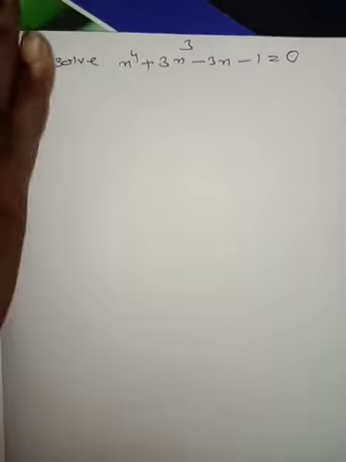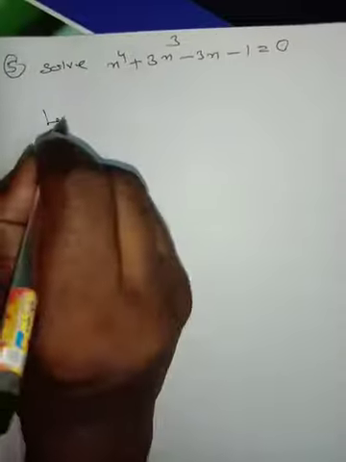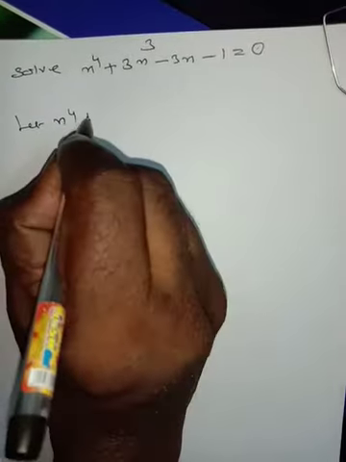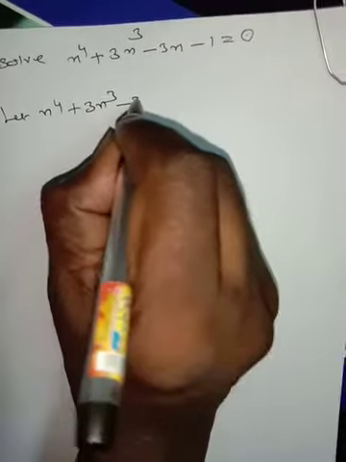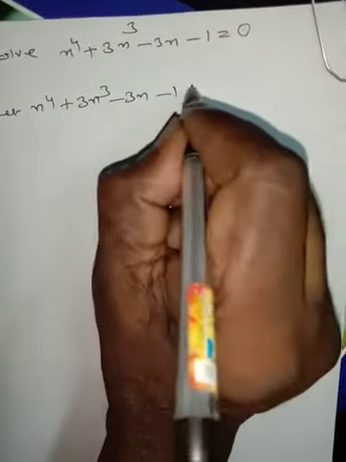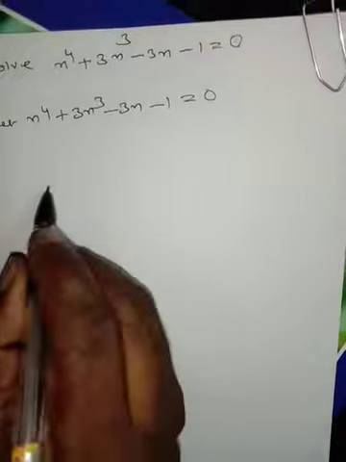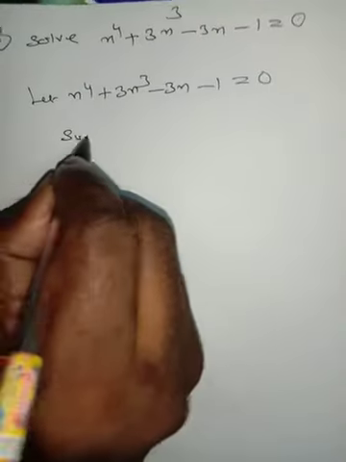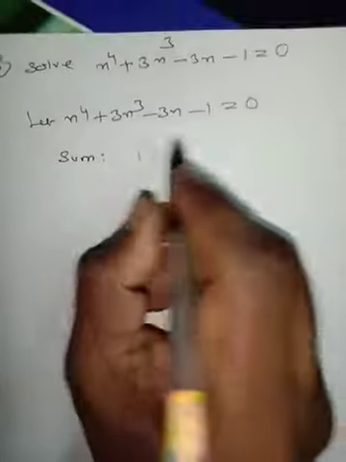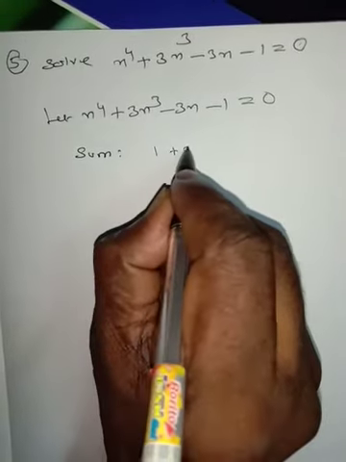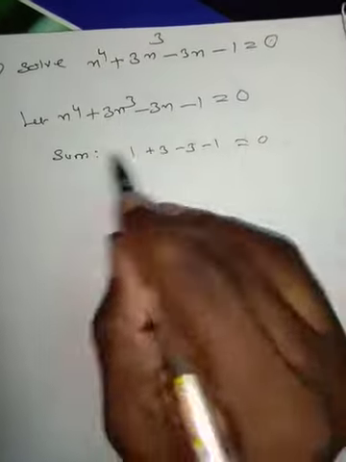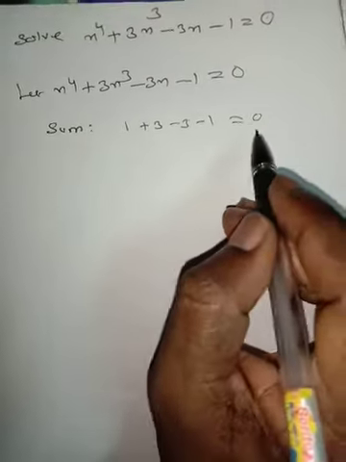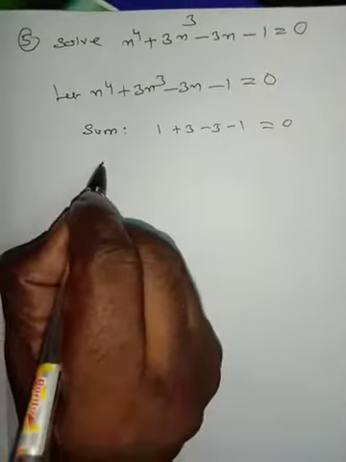Using synthetic division. First, sum. Let x power 4 plus 3x power 3 minus 3x minus 1 is equal to 0. First sum: 1 plus 3 minus 3 minus 1 is equal to 0. Sum will be 0, then 1 is a root of the fourth degree equation.